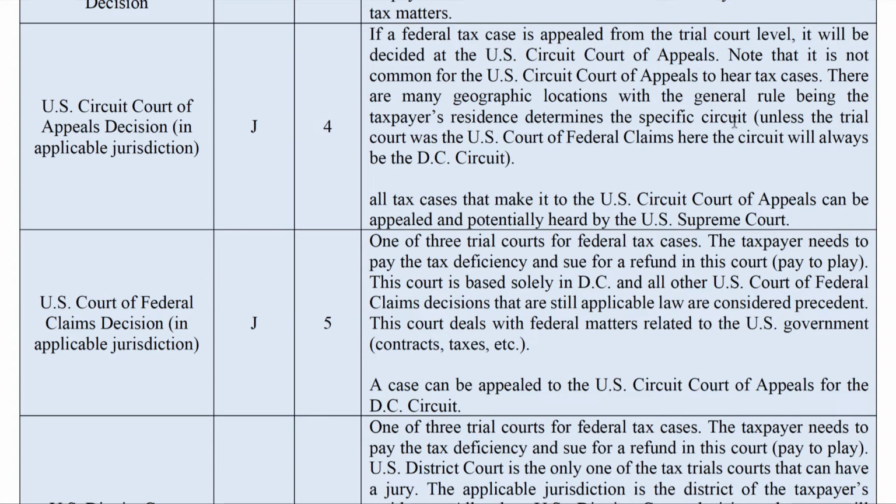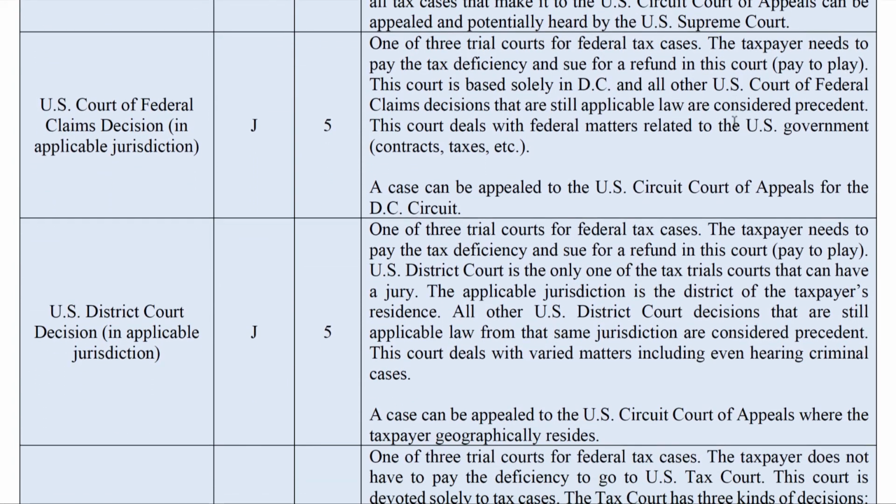The one exception to that is one of the trial courts, the U.S. Court of Federal Claims, which actually always appeals to the D.C. Circuit Court. It always goes to the U.S. Court of Appeals of the D.C. Circuit, I should say. Okay. So let's talk about the trial court levels.